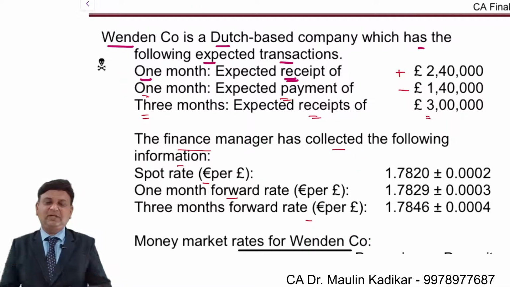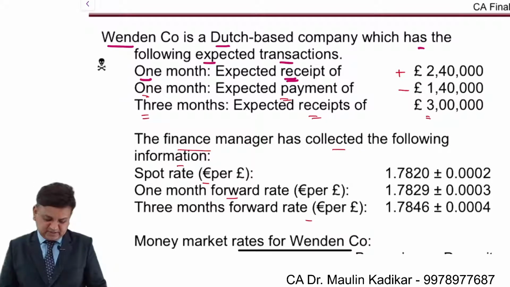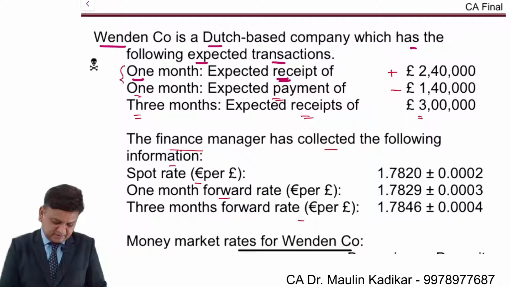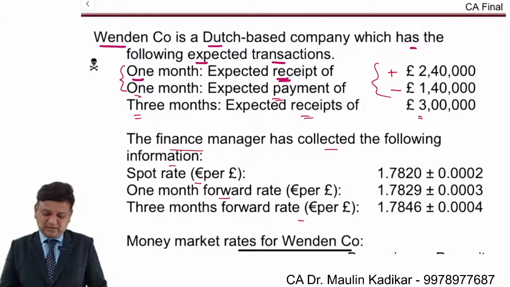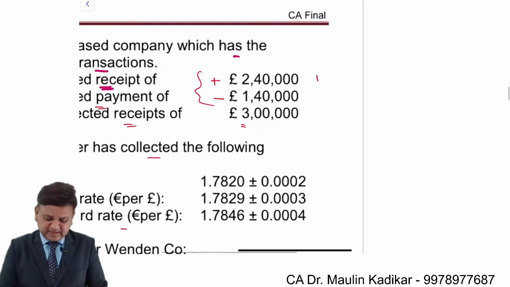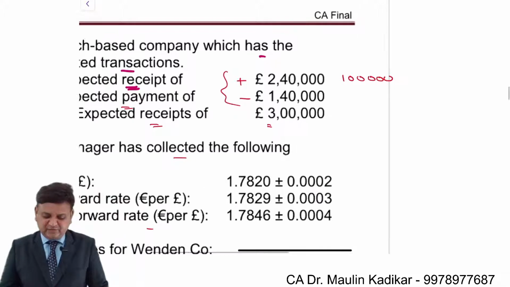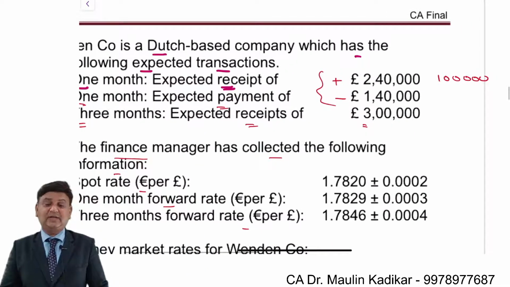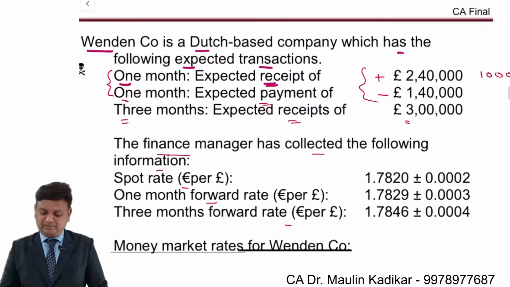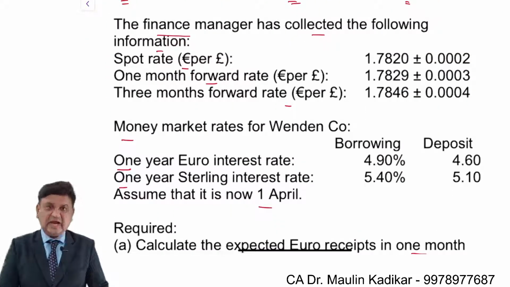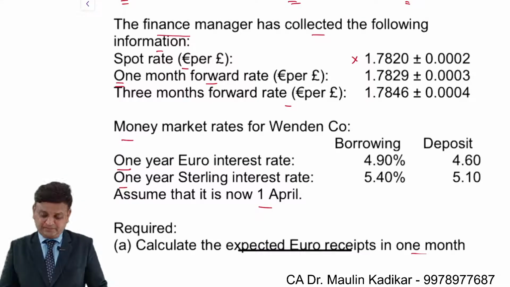Now let us have a discussion first, then we will proceed further to the answer. In case of 1 month, you are going to receive 2,40,000 and you are going to pay 140,000. So of course, the net amount of 1 lakh is what you are going to receive. For that we will enter into a forward contract for conversion of pound into euro. At this point, the spot exchange rate information is useless. The 1 month forward exchange rate information is useful.